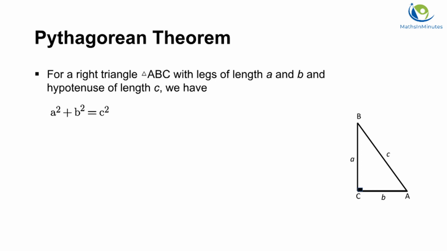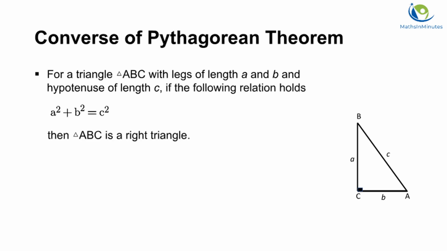The Pythagorean theorem is one of the most frequently used theorems in geometry. Many geometry problems can be solved by building right triangles and then applying the Pythagorean theorem. The converse of Pythagorean theorem is also true. If a triangle with three sides satisfies the Pythagorean relation, a² + b² = c², we can conclude that it is a right triangle.